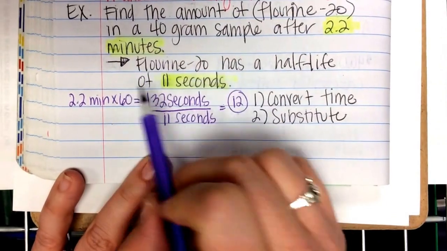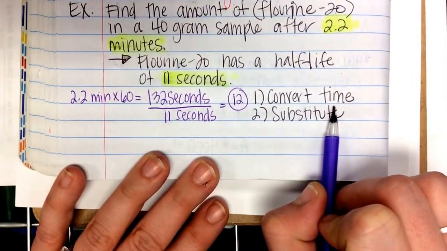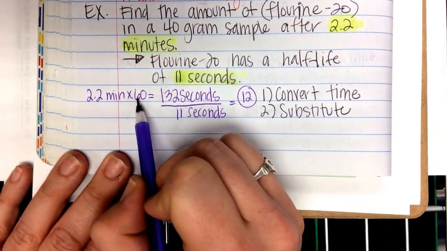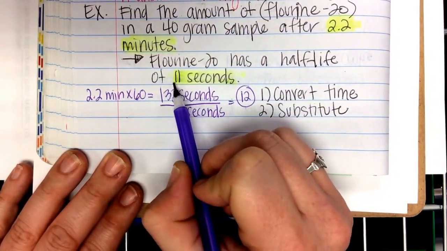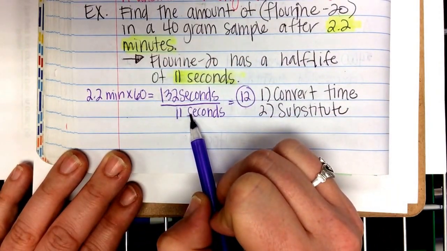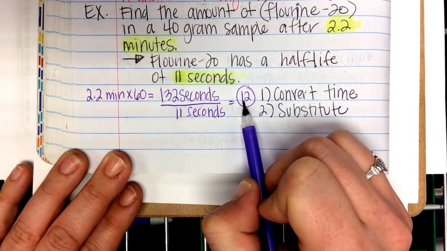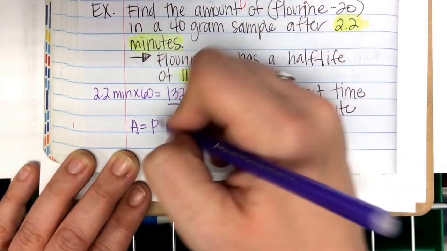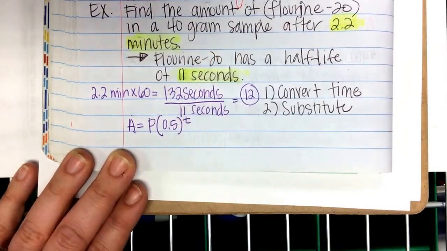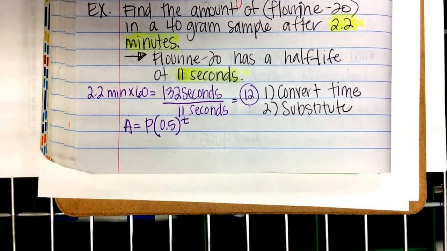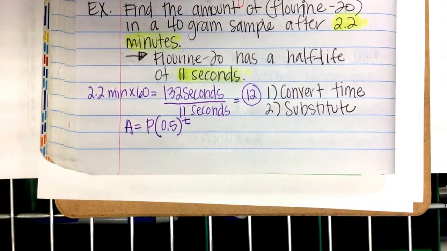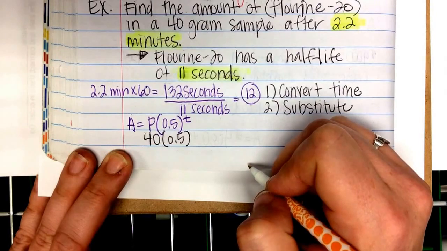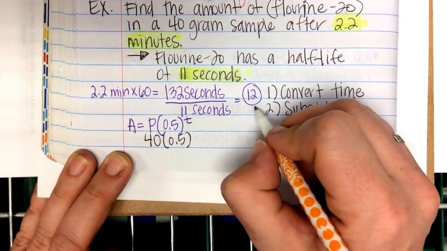So again, to use half-life, we have to get our time converted. They give me 2.2 minutes, but I know the half-life is 11 seconds. So I take 2.2 times 60, because I want to take minutes into seconds. Then I'm going to divide by 11 seconds. And I get 12. So now I can substitute. My formula was A equals the amount times half to the power of T. What's the amount of fluorine 20 I start with? 40 grams times 0.5. And what's my time frame? 12.